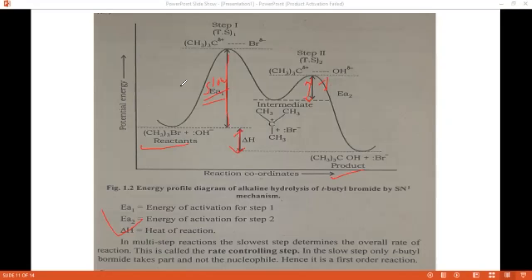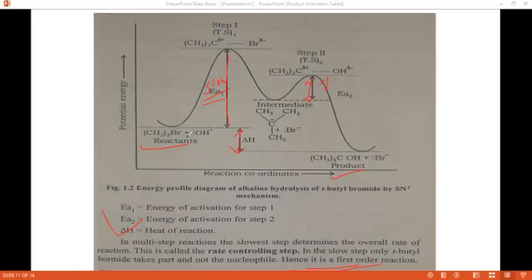In the slow step, only tertiary butyl bromide takes part in the reaction, not the nucleophile. So it is called a first order reaction. That means the rate of reaction depends only on the concentration of tertiary butyl bromide, not on the concentration of the nucleophile.